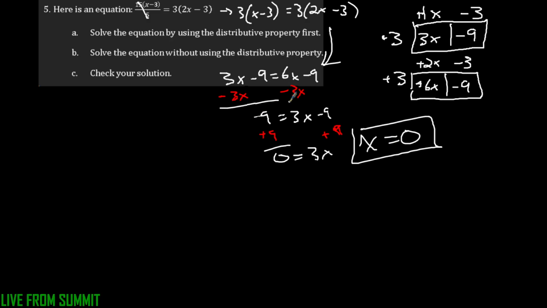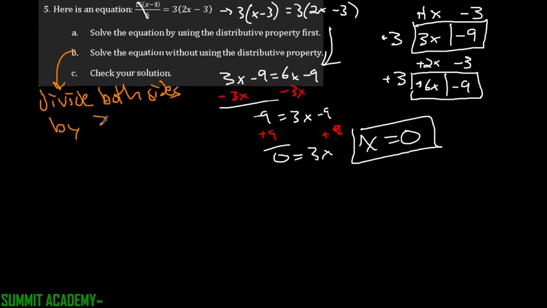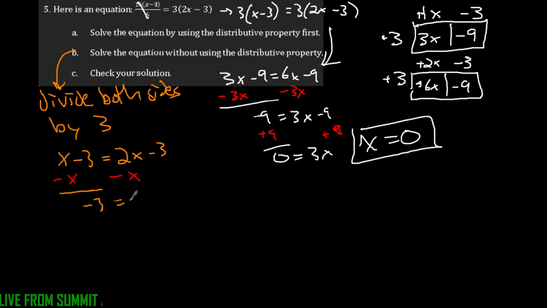Then it says for part B, solve without doing the distributive property. So what we can do is, if I take this equation right here, I can divide both sides by 3. So let's say for here, divide both sides by 3. Then if I do that, I'm going to have x minus 3 equals 2x minus 3. If I subtract x from both sides, I have negative 3 equals x minus 3, which same idea, add 3 to both sides, get x equals 0.